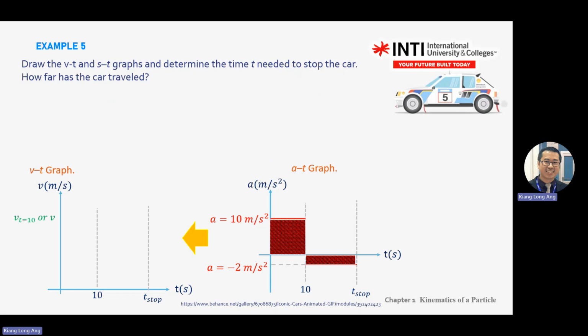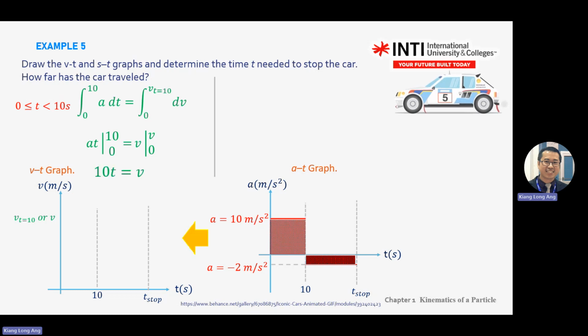Okay, so we continue by substituting. The rest I think is not very hard. So what you do, you just substitute and then you get the equation. First equation you get from here, you substitute there, you'll get 10t. Because here is a constant you pull out, you get 1, but you're integrating dt, so you get t here. You get 10t equal to v. So this is what kind of equation?